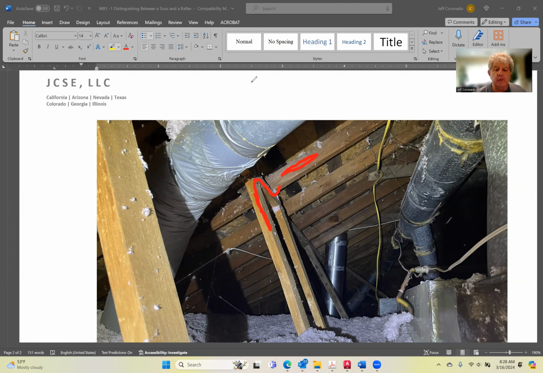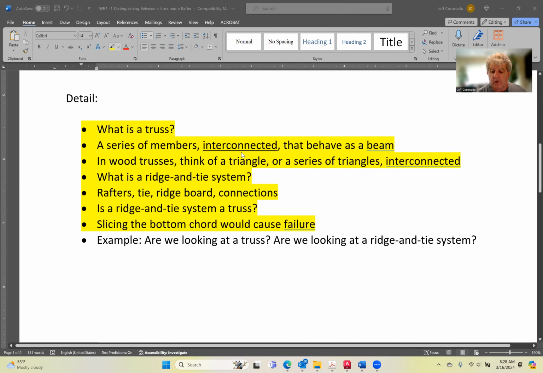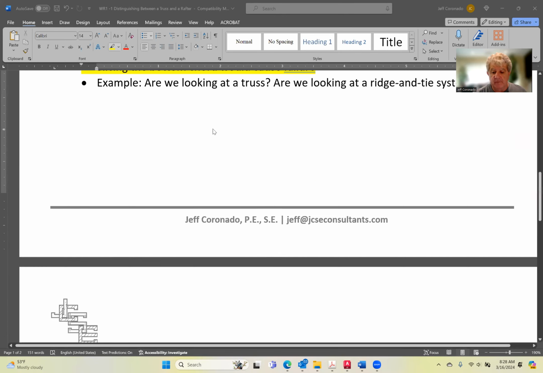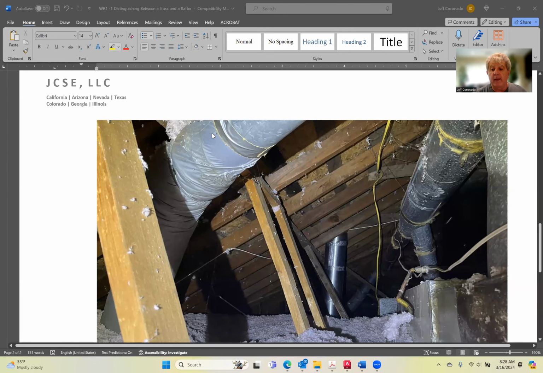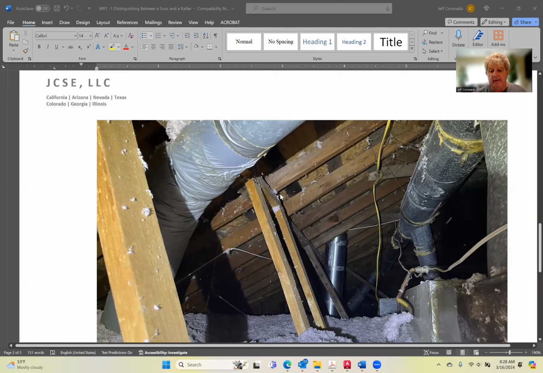Okay, so let's revisit this. Let's revisit our question. Are we looking at a truss or are we looking at a ridge and tie system? Well, the answer is no, right? No, they are not connected. These diagonal members are not connected to the rafters. This is not a ridge and tie system. And in fact, this is actually covered in another session of Bridging the Gap, because this is a strong back. So this horizontal member here is a strong back, goes all the way across. And these are called kickers.